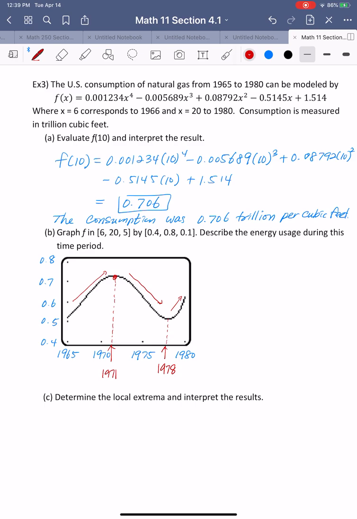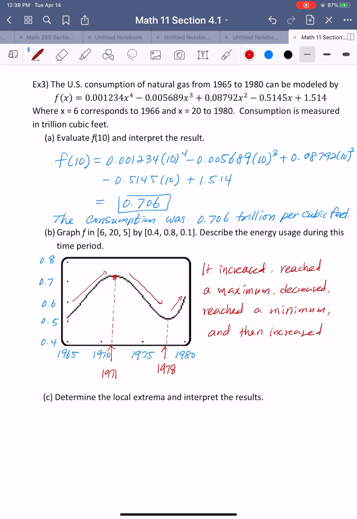So when I explain it, the graph increased and reached a maximum, and decreased and reached a minimum, and then increased again.